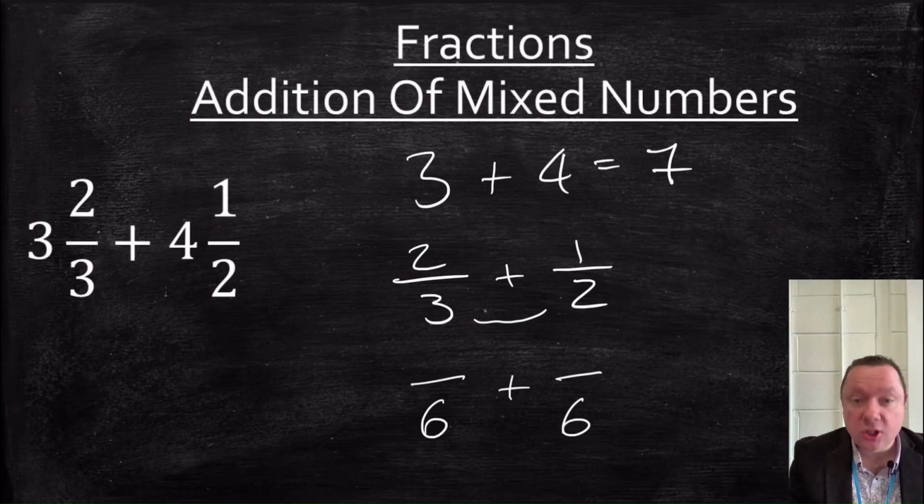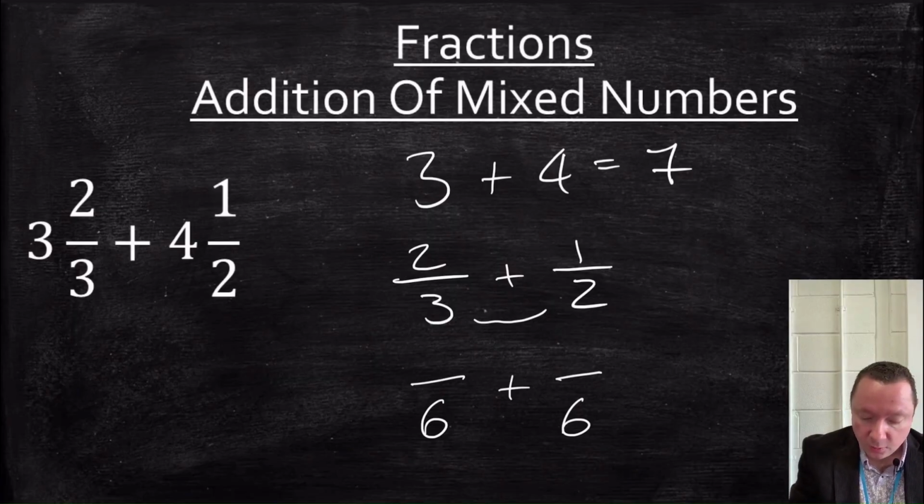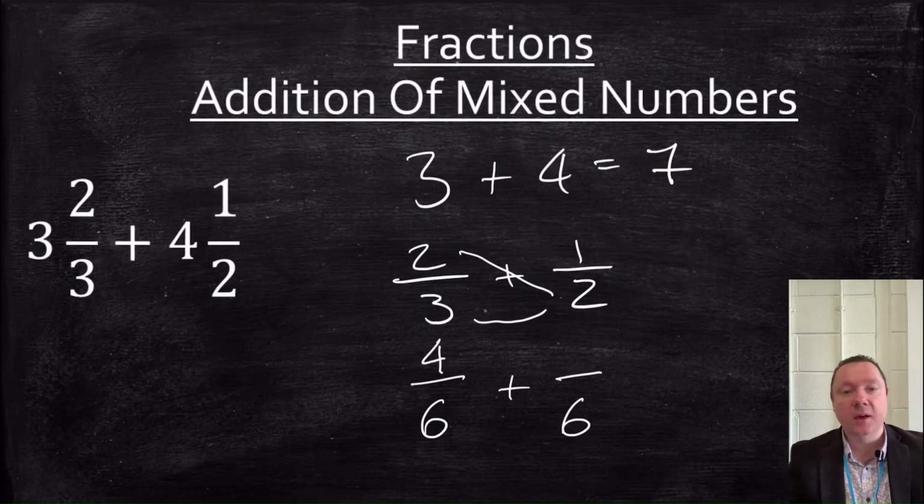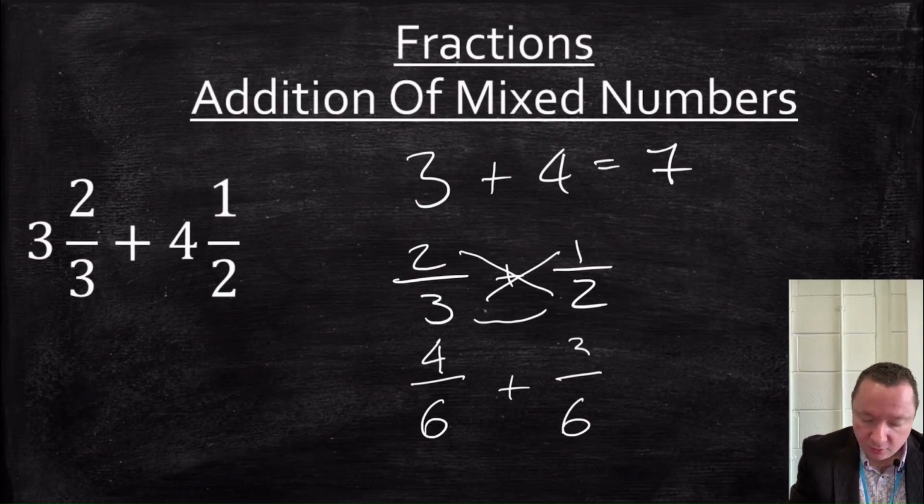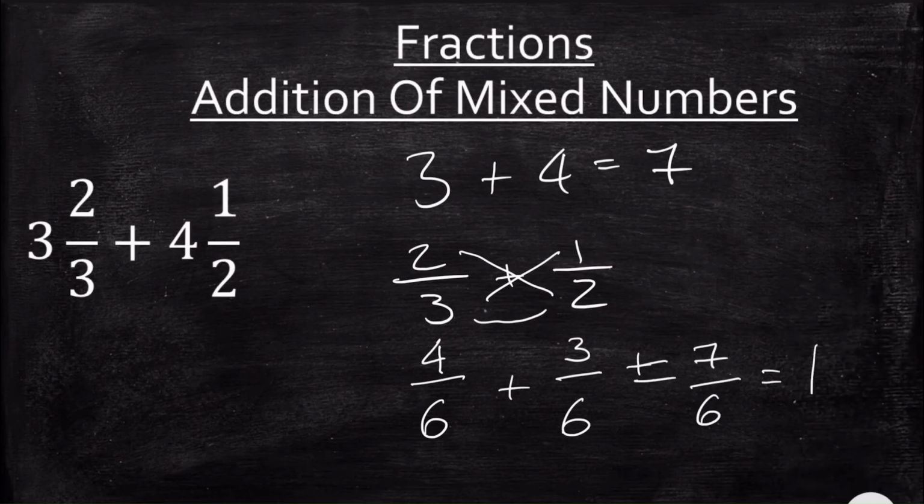And a nice way to visualise two fractions multiplied together: 2/3 has been multiplied by the bottom denominator 2. 2 times 2 is 4. And 1/2 has been multiplied by the other denominator 3. So 1 times 3 is 3. So I get a little cross. 4 plus 3 equals 7 over 6, which I can change to a mixed number, 1 1/6.